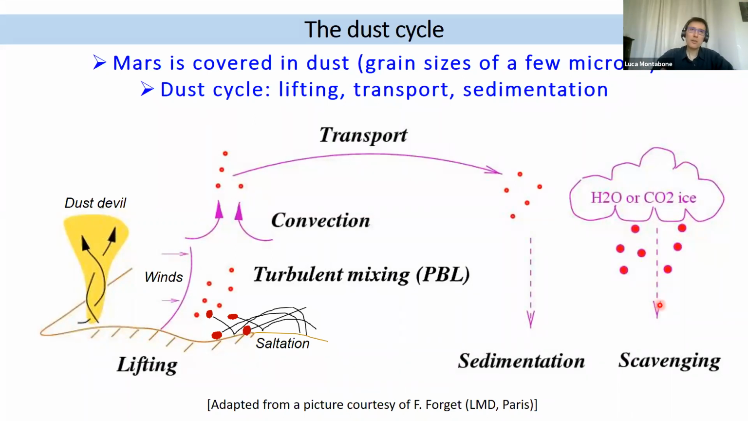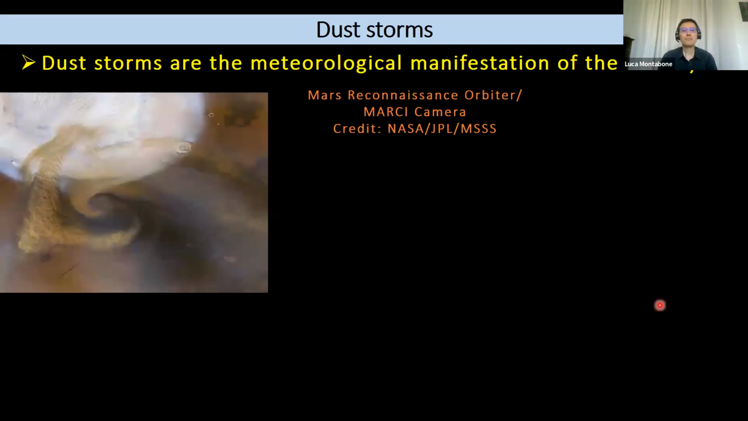It's a cycle because particles lifted from the ground come back to the ground after a while. But by doing this, the presence of dust in the atmosphere manifests itself with different meteorological phenomena, one of which, probably the most dramatic one, being the dust storms. Okay, so you see in these pictures some of these.